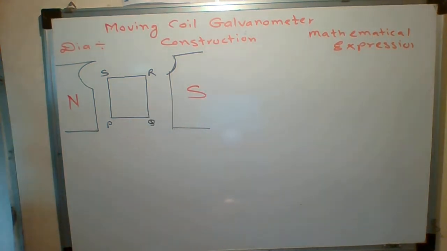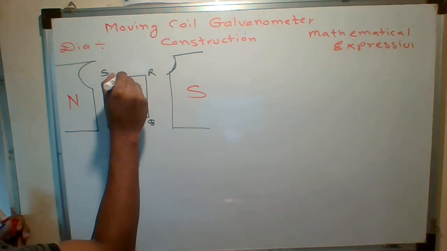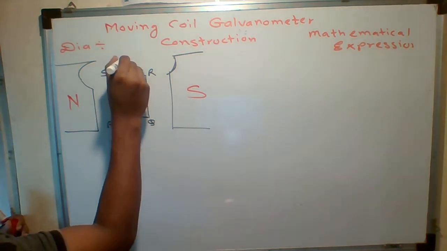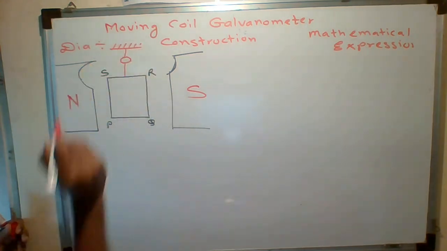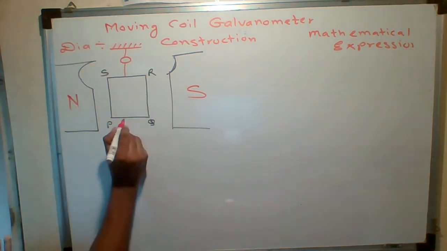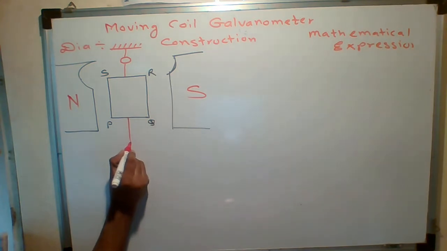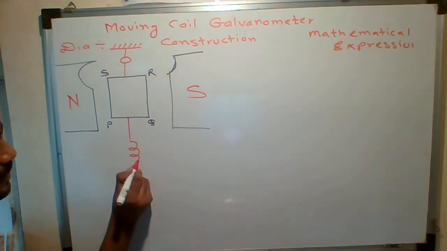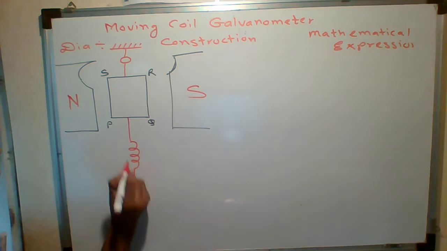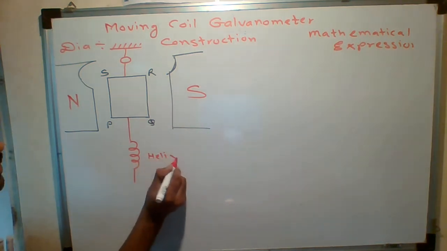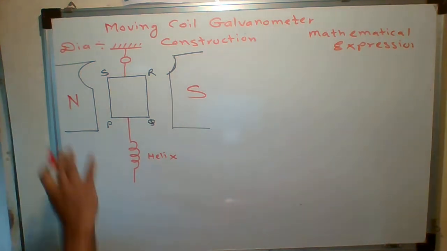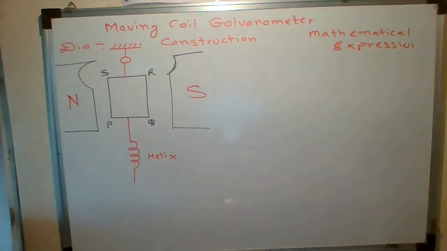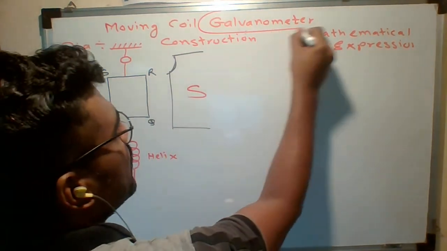Students, this particular coil is connected to a mirror and it is suspended. The end of this coil comes like this and is connected to a helix. What is the use of this helix? I will tell you, wait and watch. So this is the simple construction of this moving coil galvanometer. The name itself is galvanometer.